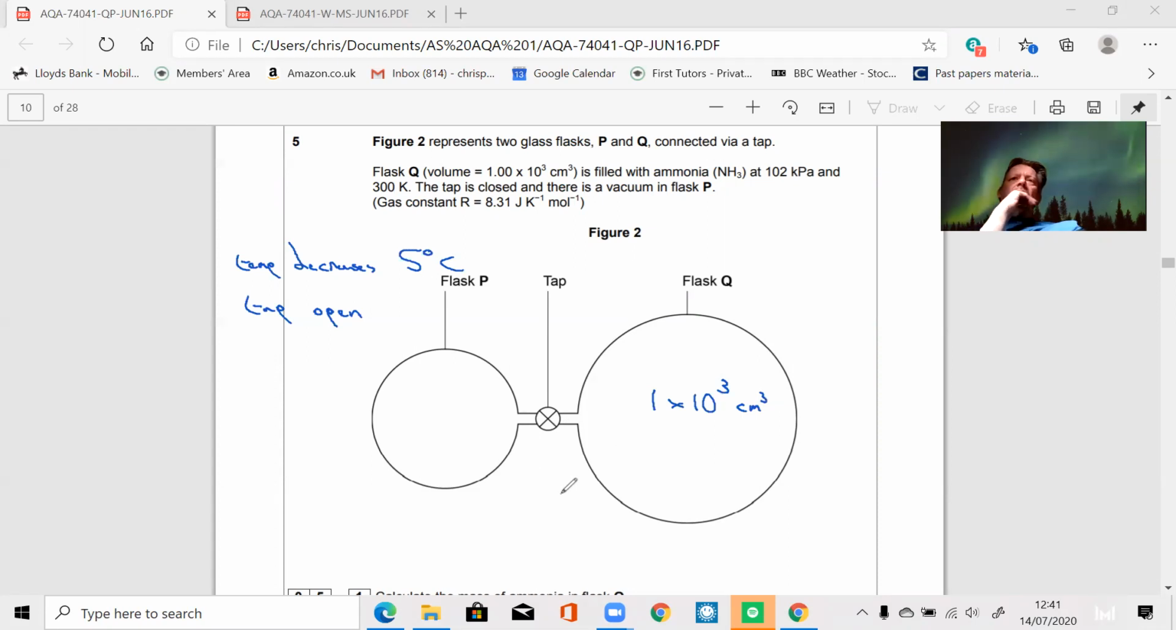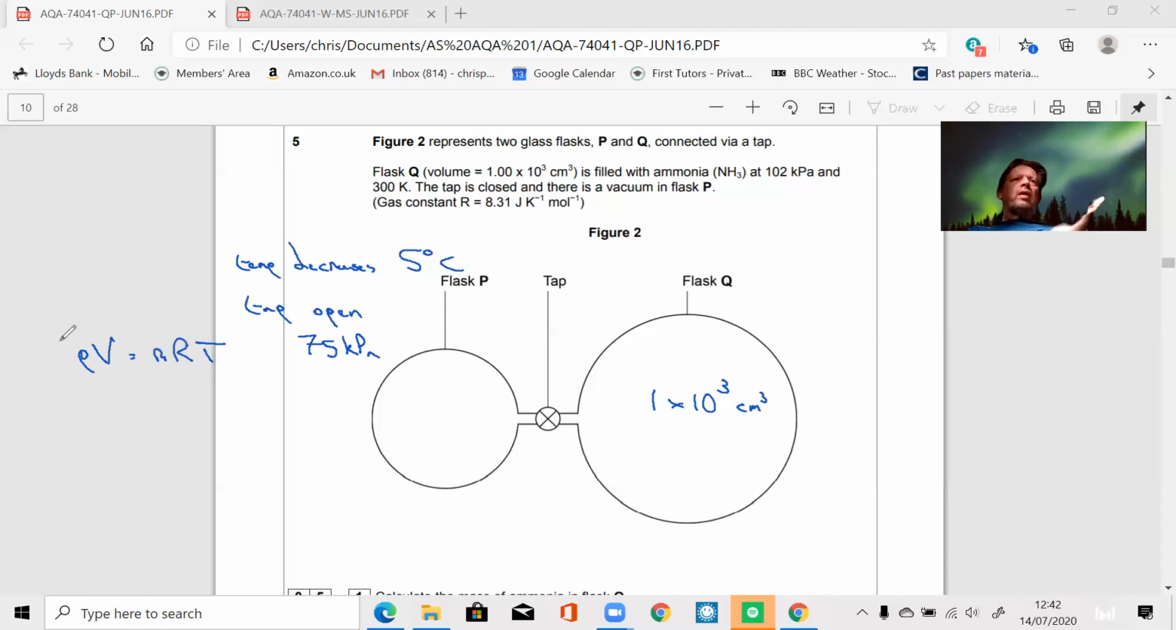So what we need to do now is find out, if we're going to open the tap, we've still got the same amount of ammonia, but now it's occupying the entire volume. So what we can do now that we've opened the tap, oh yeah, and the pressure is now 75 kilopascals. As you might expect, the pressure has dropped from what it was originally because we've opened the tap. It's sort of instinctive, isn't it, that that's what would happen.